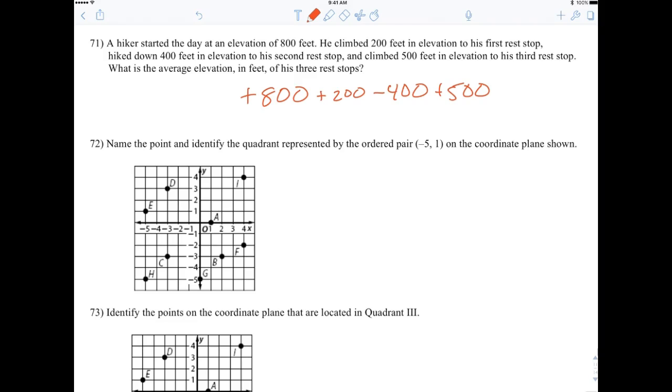So now, here we go. If he started at 800 and he added 200, that would be 1,000. And then subtract 400 would be 600. Wait. What's 1,000 minus 400? 1,000 minus 400 is 600. Plus 500 is 1100. 1100. All right. Uh-oh.